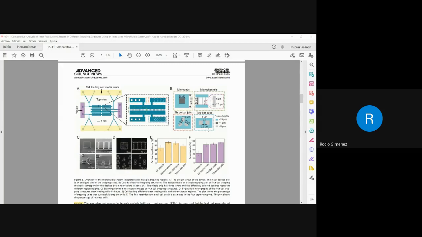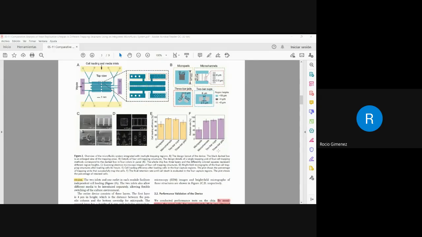The first thing they did is they tested cell loading efficiency and mother cell rotation rate of each trapping. The cell loading efficiency of the four structures was roughly the same. But in microchannels, three jail bars, and two bar cups, they had a similar rotation rate. But in the micropads, the rotation rate was around 40% lower, as you can see in image F.